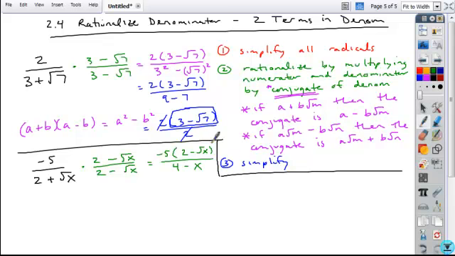Okay, so this is one possible form of your answer. There are no common factors to remove from this. And so this could be an answer for this problem.